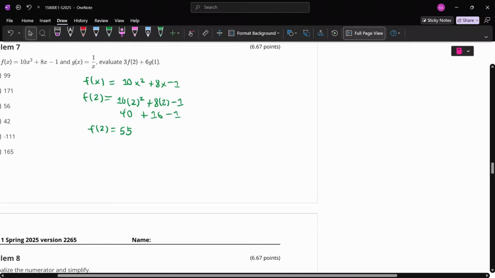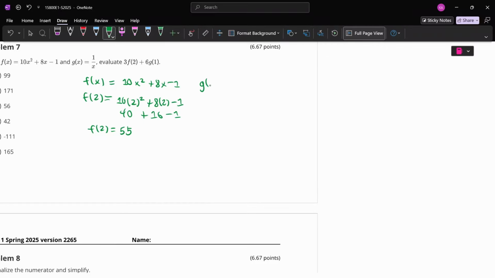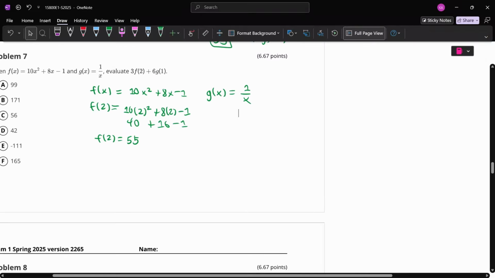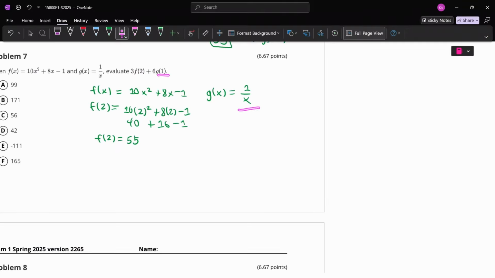Now let's move on to the case of g of x. So we have g of x, that's going to be equal to 1 over x. And here we have a g of 1 term. So similar to what we did with f of x, we're going to be replacing every x we see in this function with a 1, because it was written here.